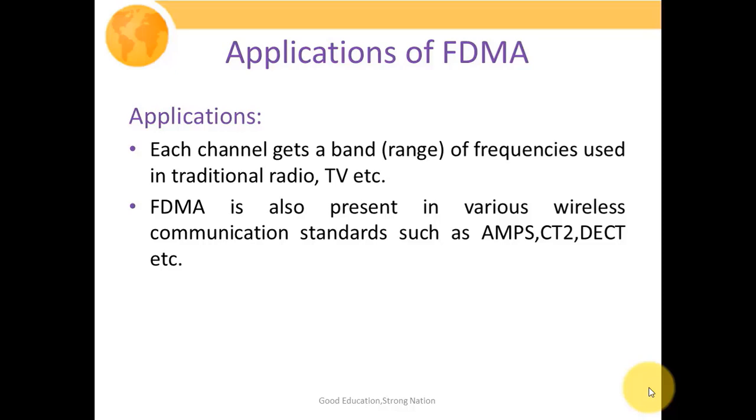Traditional radio example we had already given. Television broadcast is also one of the examples of FDMA systems. FDMA is also present in various wireless communication standards such as AMPS, CT2, DECT, etc. Here AMPS, advanced mobile phone system, is a 1G standard for cellular communication systems, whereas cordless telephony 2 and digitally enhanced cordless telephony are examples of second generation systems.